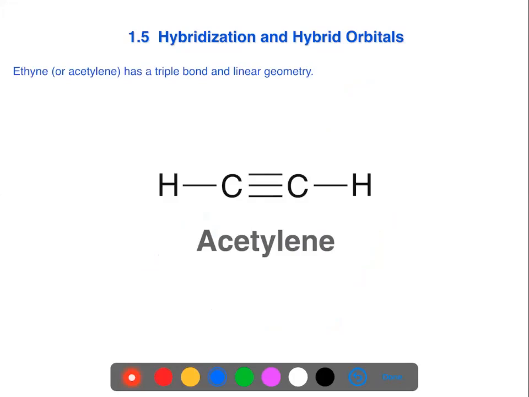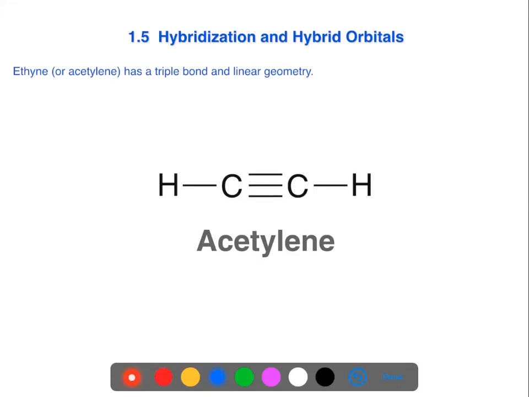Now, our last example that we want to look at when we talk about hybridization and hybrid orbitals is how we describe a triply bound system, or a system that contains two pi bonds, in this case a triple bond between two elements. The simplest example of an alkyne is ethyne, a two-carbon system shown here, where we have a triple bond between the two carbons, also commonly known as acetylene. Ethyne has a triple bond, and as a result of that, has a linear geometry.